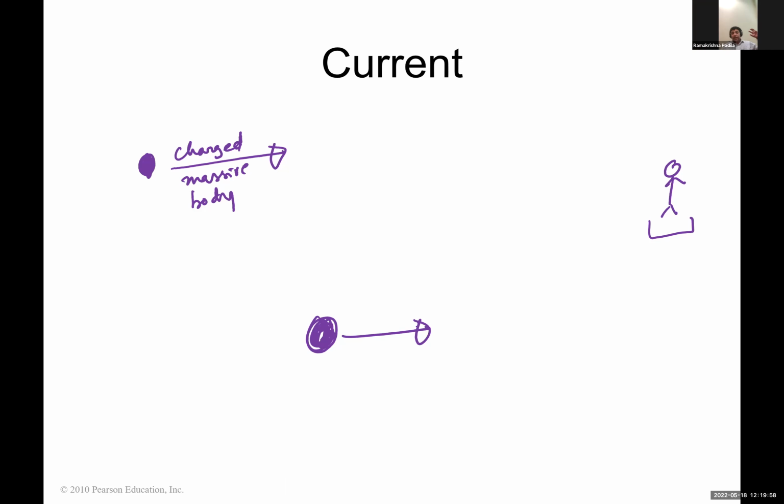So when we say the charge is moving, we say that charge is moving from here to there. That is what motion is. It is going from one place to another place.